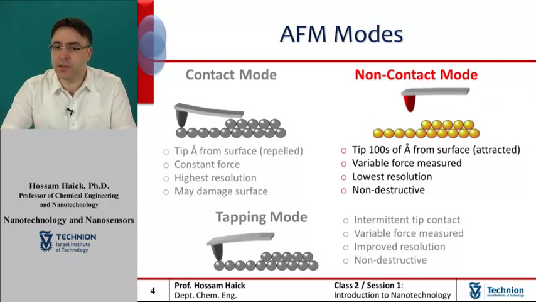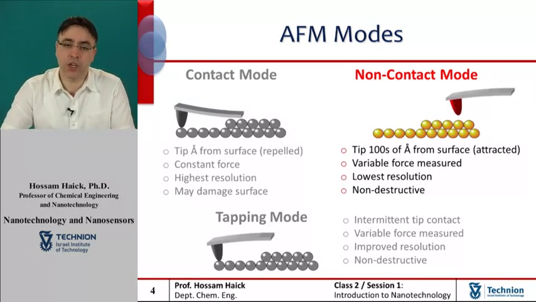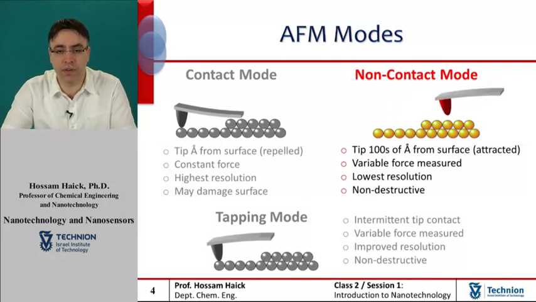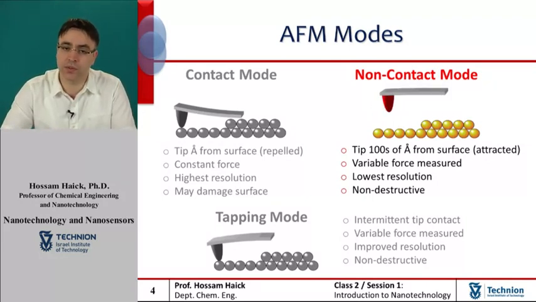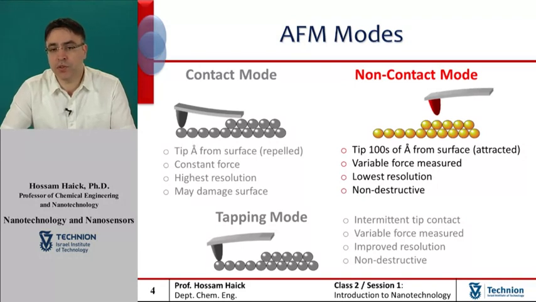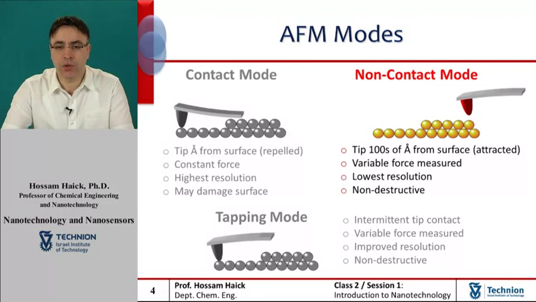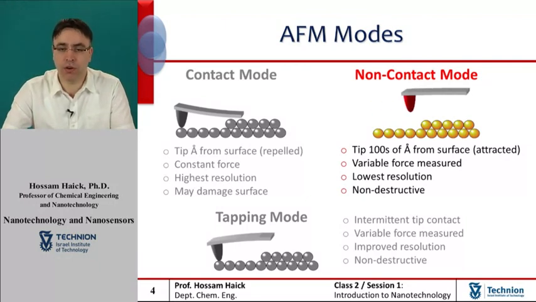This decrease in resonance frequency, combined with the feedback loop system, maintains a constant oscillation amplitude or frequency by adjusting the average tip to surface distance. Measuring the tip to sample distance at each x and y coordinate point allows the scanning software to construct the topographic image of the sample surface.